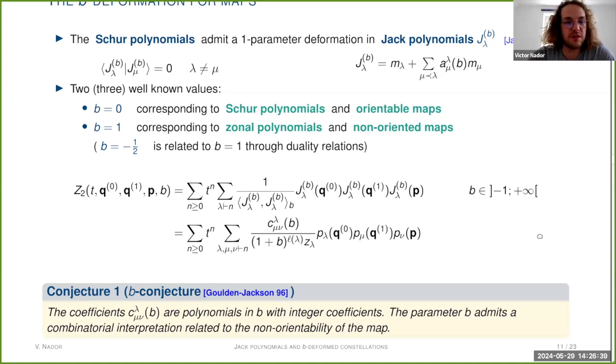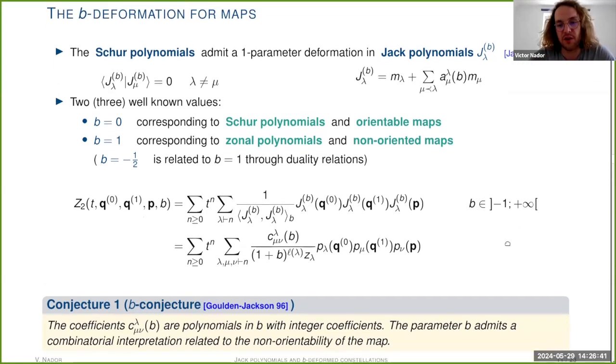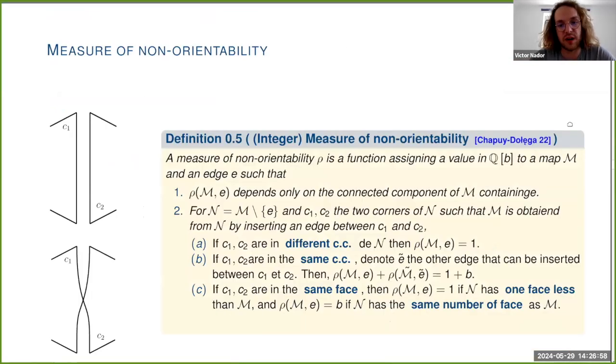So I'm going to describe how we can attack this from a combinatorial perspective. For that, we want to introduce an additional statistic on our non-oriented maps that will allow us to assign a weight in b to our maps, to measure how non-orientable they are. To do that, I rely on the notion of a measure of non-orientability that was introduced by Guillaume Chapuy and Maciej Dołęga.